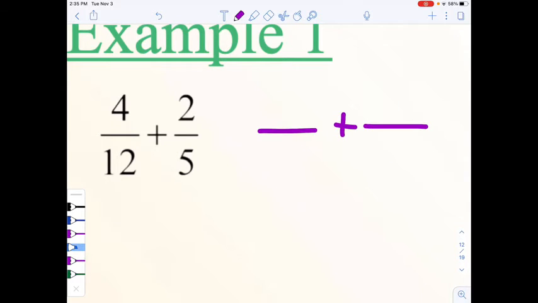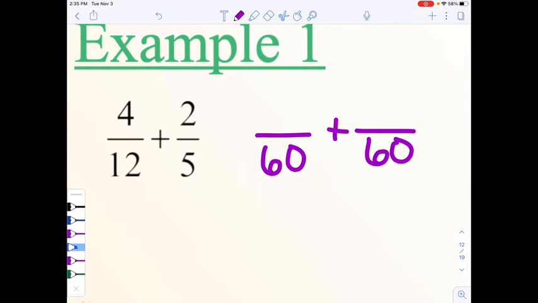When in doubt, you can always multiply the two of them together. So 12 times 5 is 60, so that's what I'm going to do for each of the denominators. Then I have to look back, so 4/12. In order to get 12 to 60, I had to multiply it by 5. Whatever I do to the denominator, I have to do to the numerator. So then I take 4 times 5. 4 times 5 is 20.